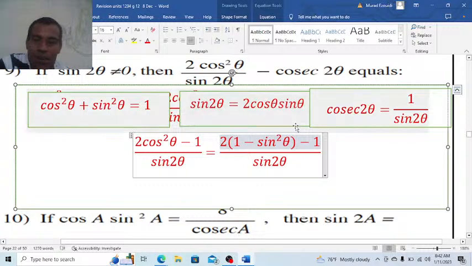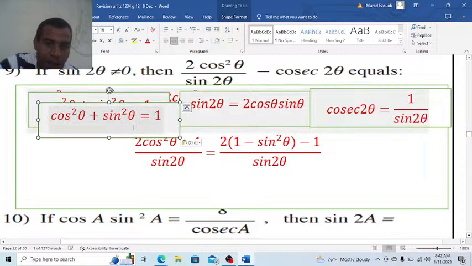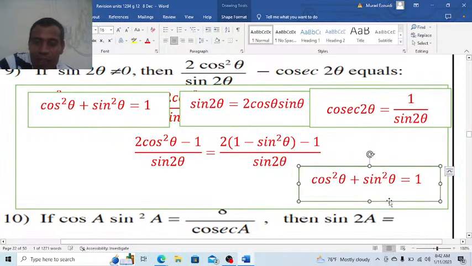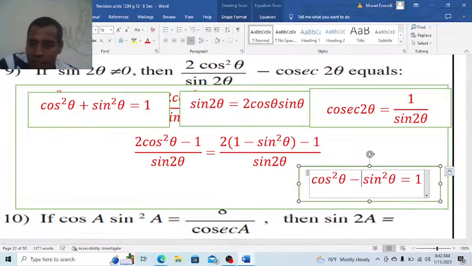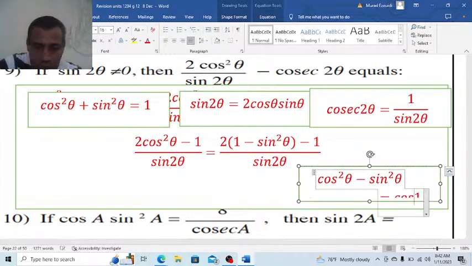Or you already know that there is a formula. I will write it here: cosine square minus sine square is equal to cosine 2 theta. This is a formula, cosine 2 theta.